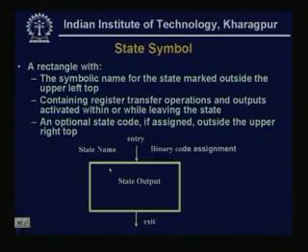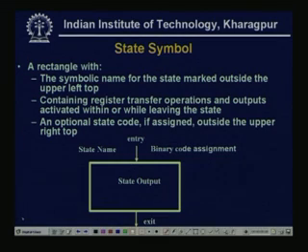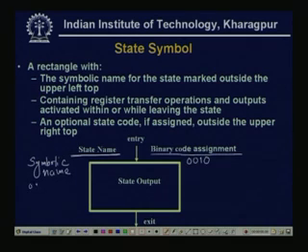Now, first we see the state symbol. It is rectangular shaped. Here one state name should be there, and the binary code assignment, say if it is 4 bit, say 0010, this type of binary code is assigned here. It has one entry and one exit. Normally this is the state output. It is a rectangle with the symbolic name for the state marked outside the upper left top. So, the state name, or we can call it the symbolic name of the state, or sometimes the logical name of the state.